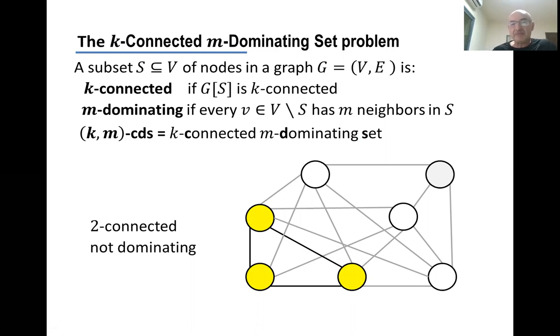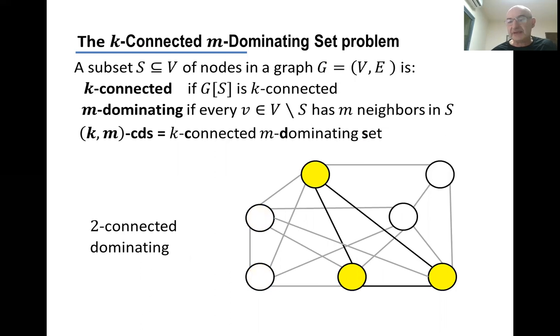So here you have an example of a two-connected set, the yellow nodes. The subgraph induced by these nodes is two-connected, but this set of nodes is not even dominating. When I say dominating, I mean one-dominating. There is a vertex in the graph that has no yellow node as a neighbor. This is the upper right vertex. It has no yellow neighbor. So this is a two-connected set, but it is not a dominating set.